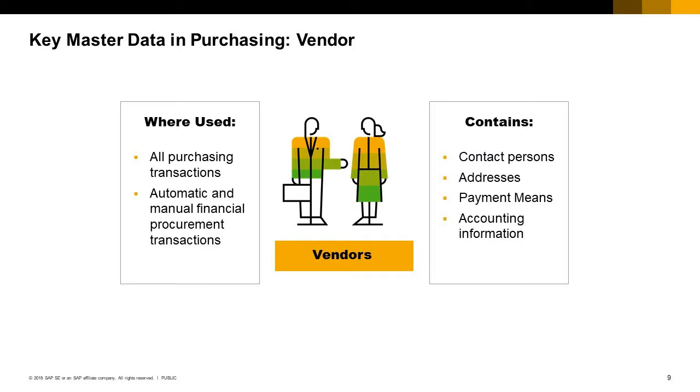The vendor master contains contact person details, addresses, payment means, and other accounting information. You can search for the appropriate vendor in any purchasing document. If you are authorized, you can also enter new vendor information while creating a purchasing document.